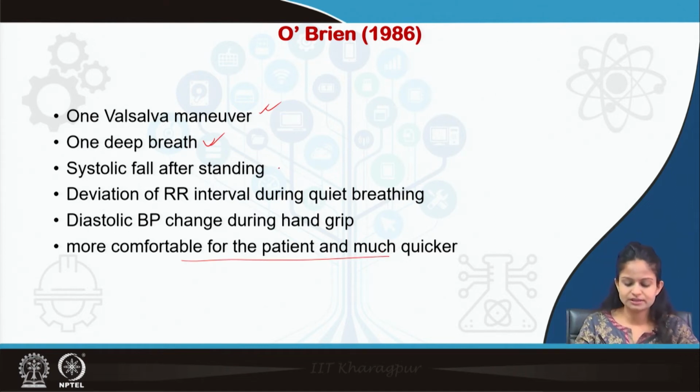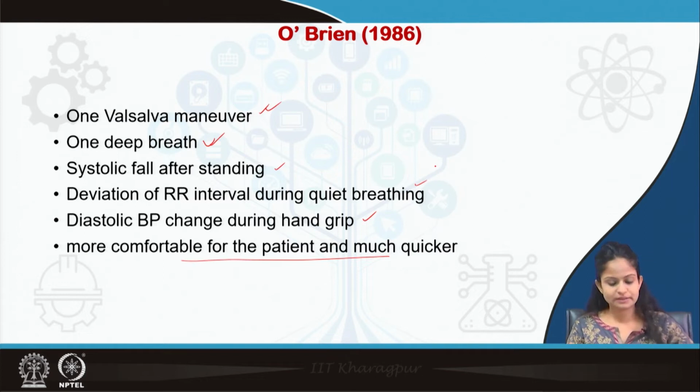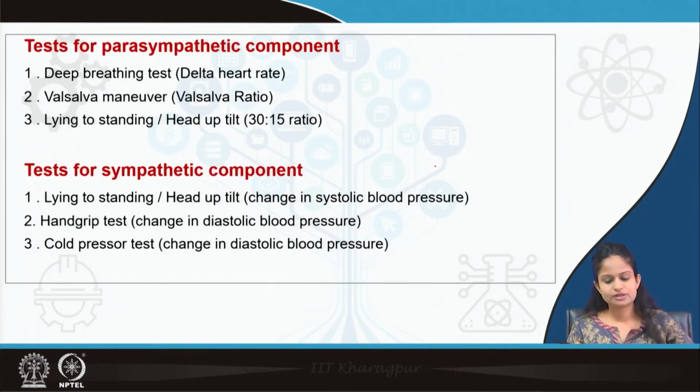The systolic fall is already taken, diastolic change during hand grip is also taken, and deviations of the RR interval during quiet breathing, that is the delta RR during quiet breathing, is also taken. So, this is usually the classification done by O'Brien. Generally we follow Ewing's method, or the 5 battery of tests.